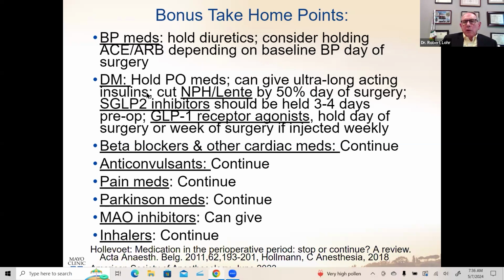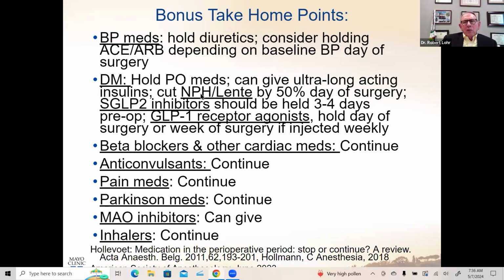They should be just fine. If they say, well, it's 90 and sometimes less, I would then cut the Lantus in half, 50%. Most of the time, though, you can get by with the full dose of the ultra long actings. Intermediate insulins, NPH, you cut by 50% the day of surgery. So if the patient takes 25 units, they should take 12, 12 and a half the morning of surgery.